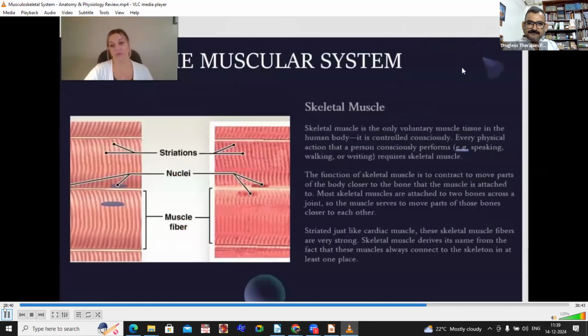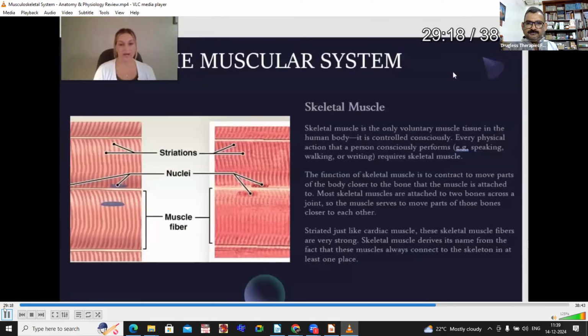So skeletal muscle is the only voluntary muscle tissue in the human body, meaning that it is controlled consciously. So if you consciously decide that you want to raise your arm, that physical action you're consciously performing requires skeletal muscle. So the function of skeletal muscle is to contract, to move parts of the body closer to the bone than the muscle.